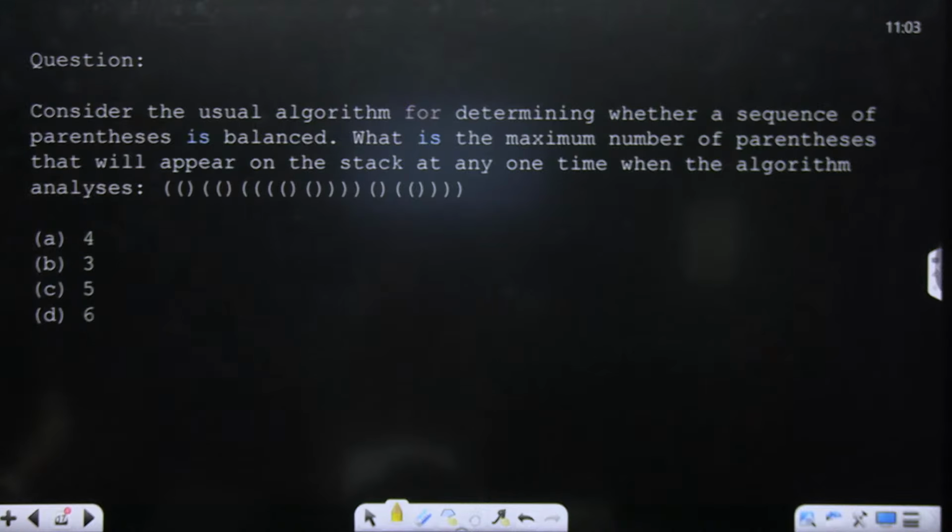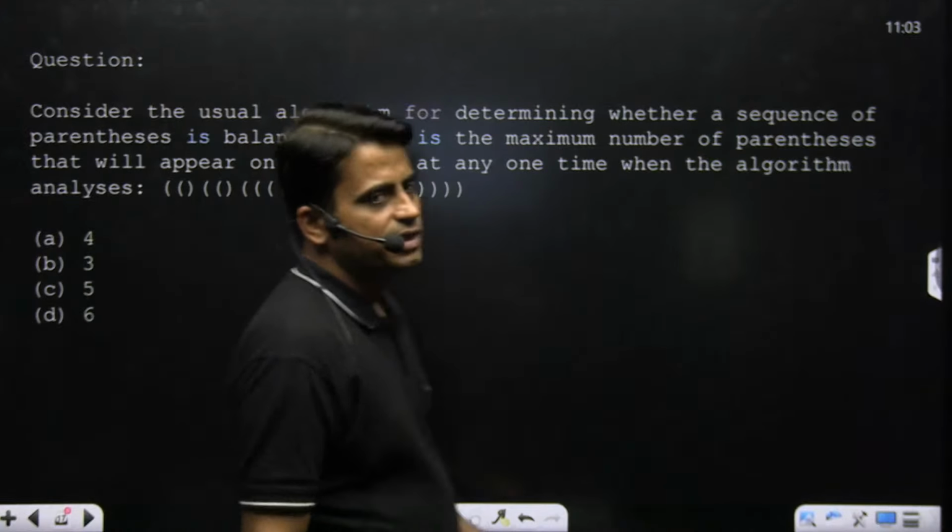Okay, so consider the usual algorithm for determining whether the sequence of parentheses is balanced. What is the maximum number of parentheses that will appear on the stack at any one time when the algorithm analyzes? So what is the right answer for this question, student?